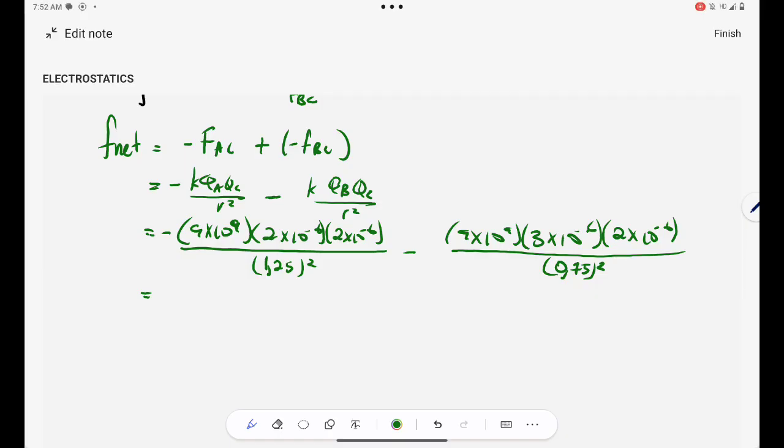Let me just, excuse me about that, 0.75 squared. Oh, I'm struggling to press my calculator correctly. So this will give me negative 1.19 times 10 to the power negative 1 newtons. So therefore the resultant force is basically 1.19 times 10 to the power negative 1 newtons to the left.